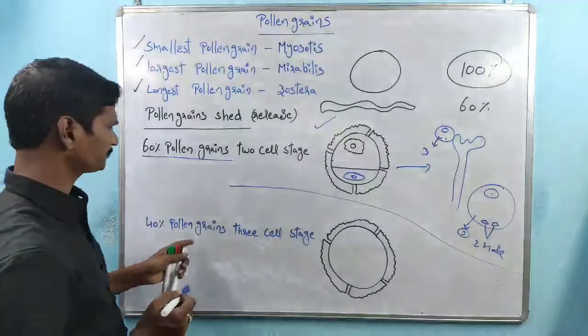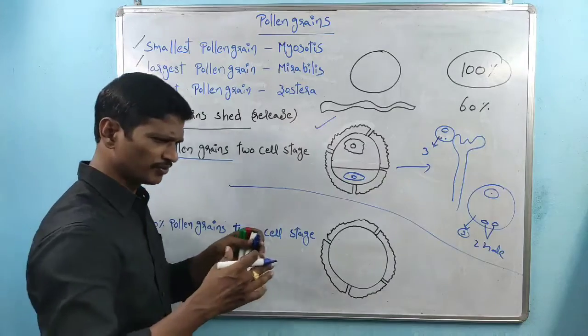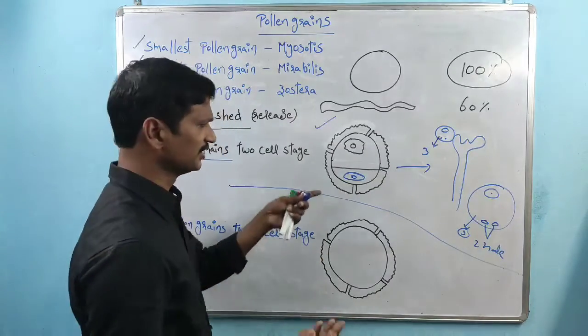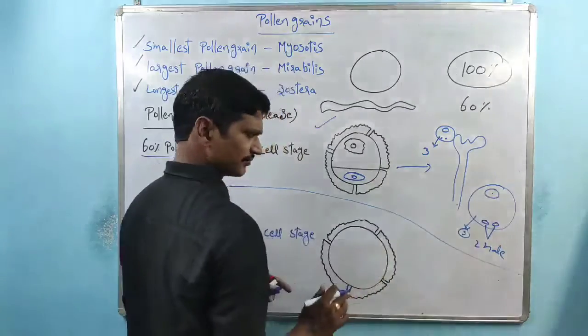And coming to the next one, 40% of the pollen grains. Here, directly before the releasing, see, this stage is in these pollen grains after the releasing.